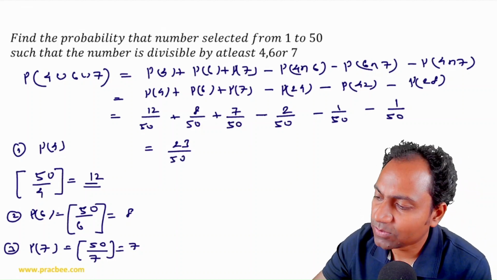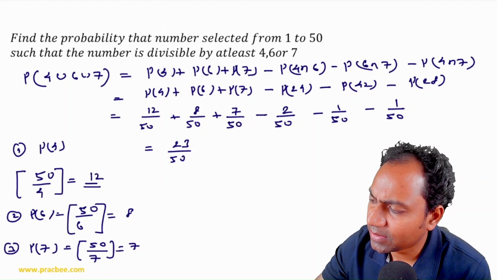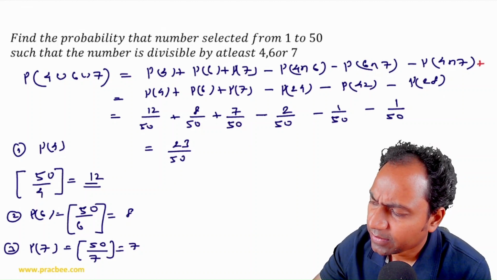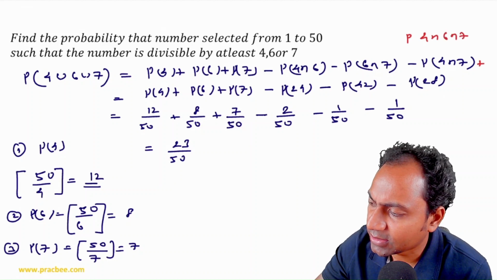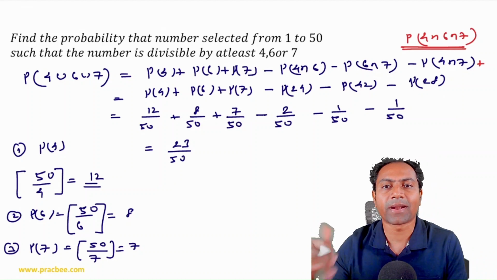So there is one very small thing that we missed out. That is nothing but, it is not going to be relevant. But if I also have to consider 4 intersection 6 intersection 7, you can see that this number would be very large. So there is not going to be any impact on the answer as such.